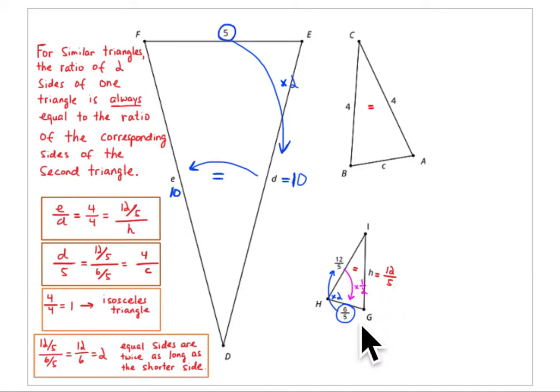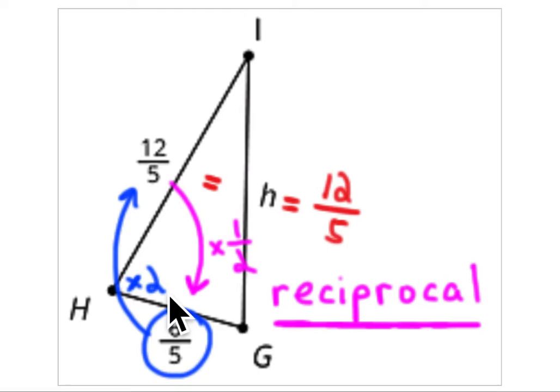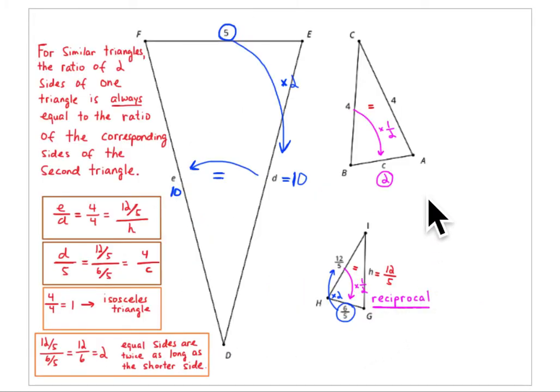And if 12/5 is twice as long as 6/5, that means that 6/5 is 1/2 the size of 12/5. So these are reciprocals. I'm going to multiply by 2 to go this way to get to 12/5. I can multiply by the reciprocal to go this way to get 6/5. And that helps me solve this last one right here, C. So 4 times 1/2 is equal to 2, which is the length of C.